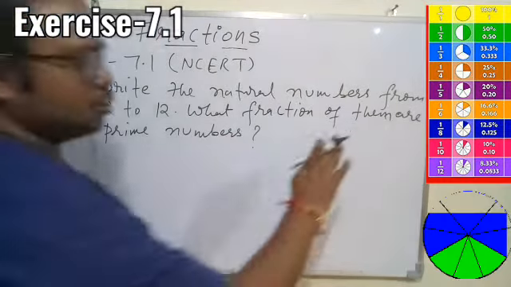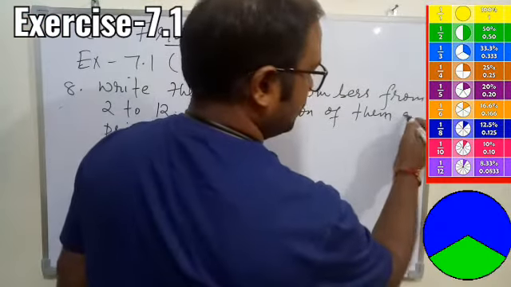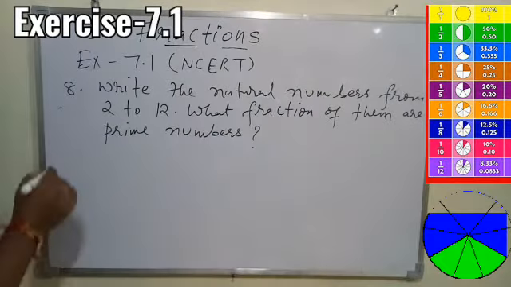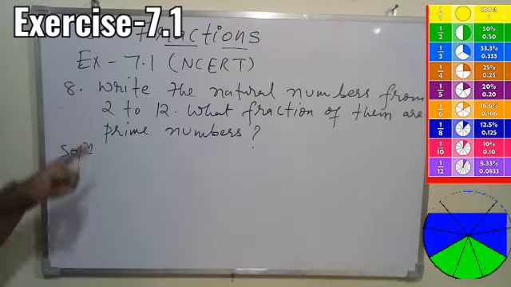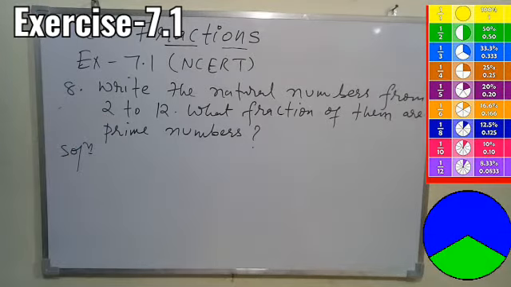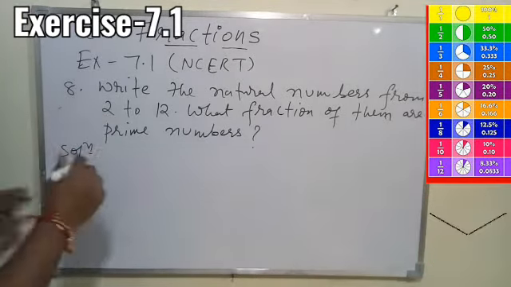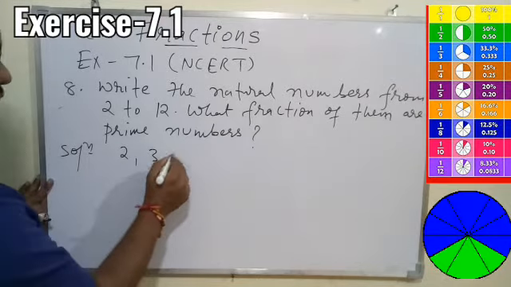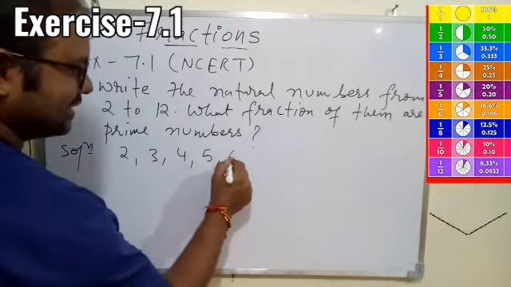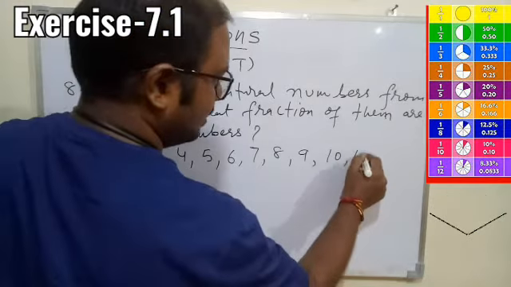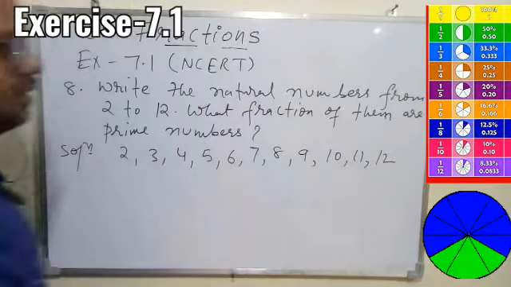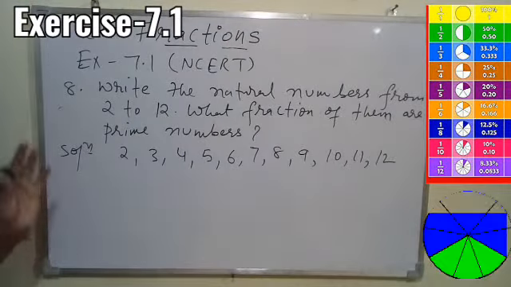So I hope you understood somewhere. The question given to you is, very first we have to write the natural numbers starting from 2 to 12. So we know how to write the natural numbers, 2, 3, 4. So just counting. Let's write down very first: 2, 3, 4, 5, 6, 7, 8, 9, 10, 11 and 12. Okay, so this is the first thing to be written.